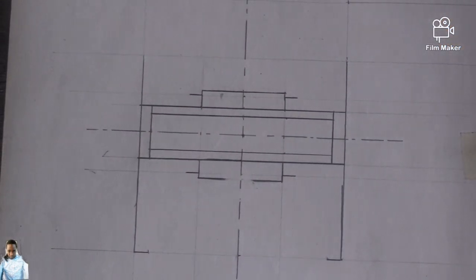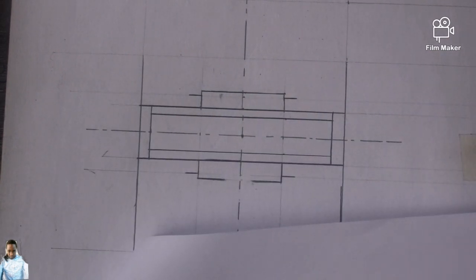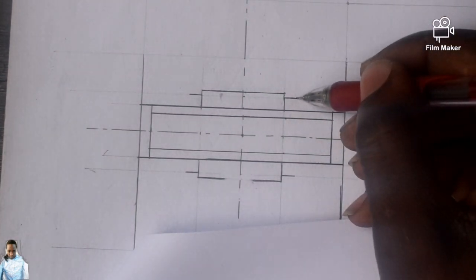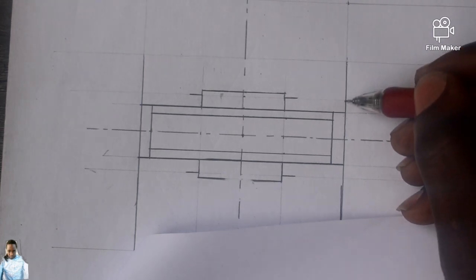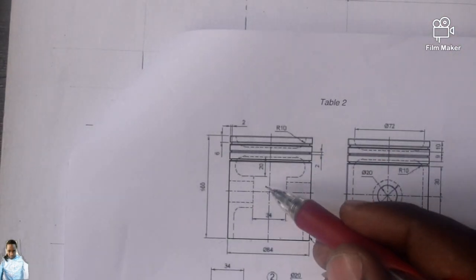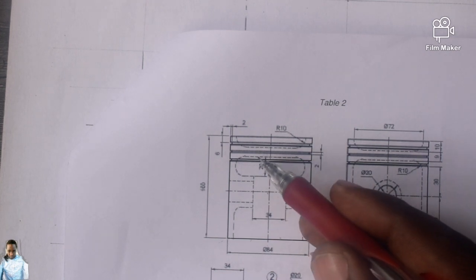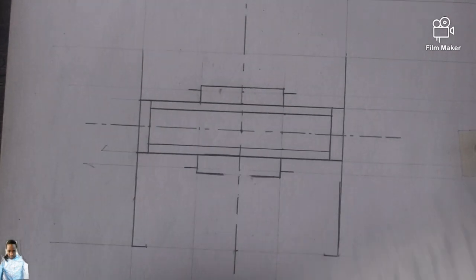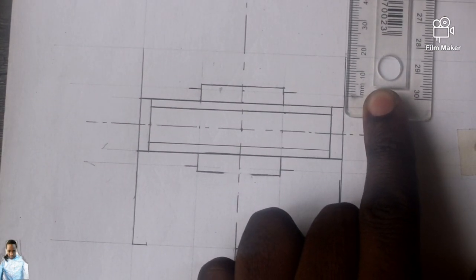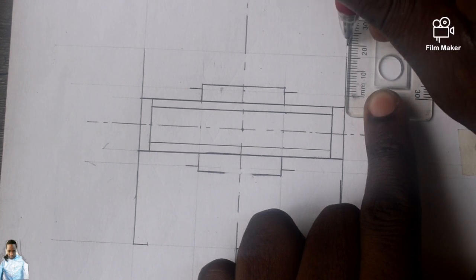Okay, so now we can have this dimension. So from here going up, which is 20 millimeter. So not from here, remember, but from here. Even if you can measure it from here going up 20 millimeter, which is this one. From here till there, 20 millimeter. So I can record it from here. There is our 20 millimeter.